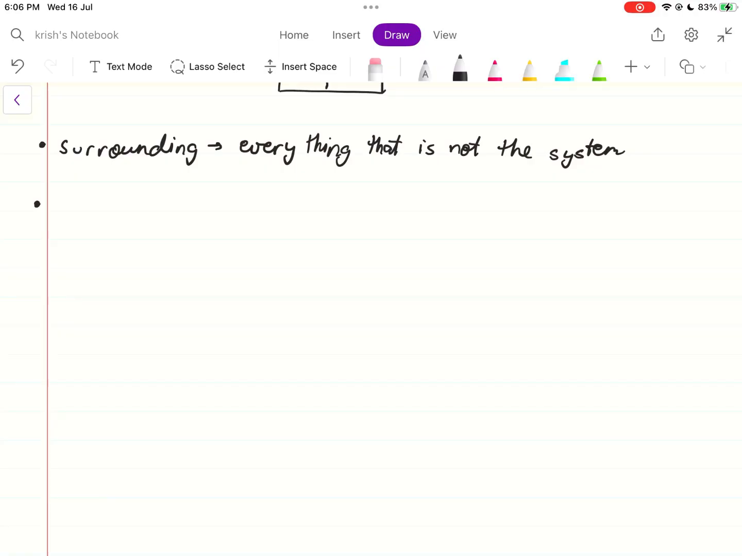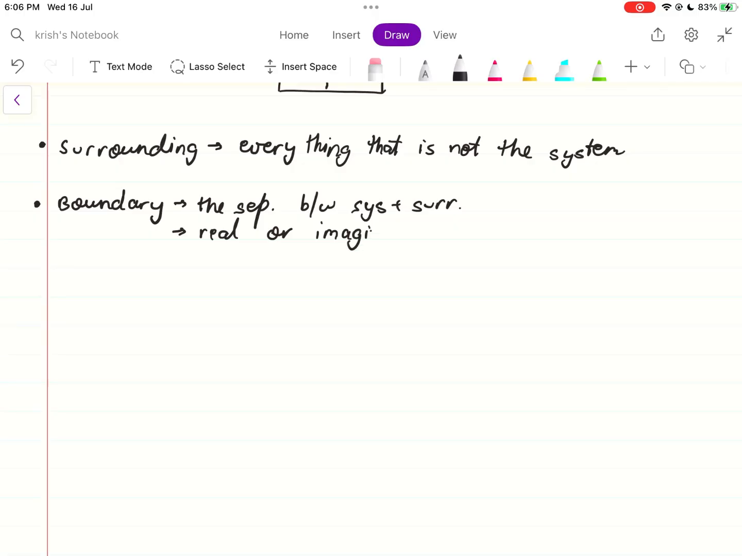Next we have boundary. The separation between system and surrounding. An important thing to note is that it can be real, that is physically present, or imaginary, as in the case with several open systems.